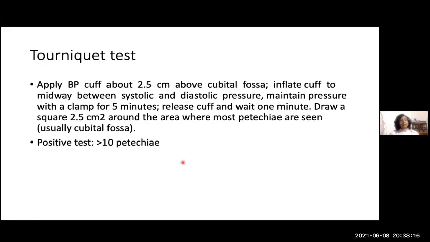You apply a blood pressure cuff just above the antecubital fossa and inflate midway between systolic and diastolic pressure, and maintain that for about 5 minutes and then release the cuff. Wait for 1 minute, and in the area where most petechiae are seen, you draw a square of 2.5 centimeters by 2.5, and a positive test is taken when more than 10 petechiae are seen.